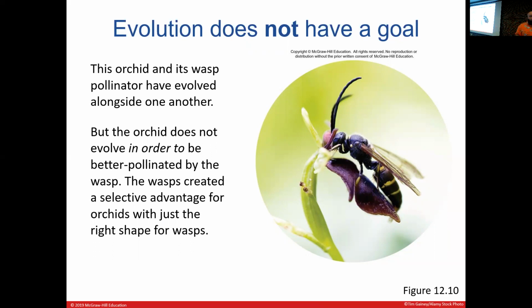For instance, here you have this orchid and a wasp pollinator that have evolved alongside one another. Now, ultimately, this orchid does not evolve to be better pollinated by the wasp, and the wasp doesn't evolve to be better situated to that orchid. It's just all these happenstance things occur, and the wasps that were able to access that orchid were just better able to get resources for themselves, and they survived. There's no plan. There's no overarching goal. There's no puppet master behind the curtain.